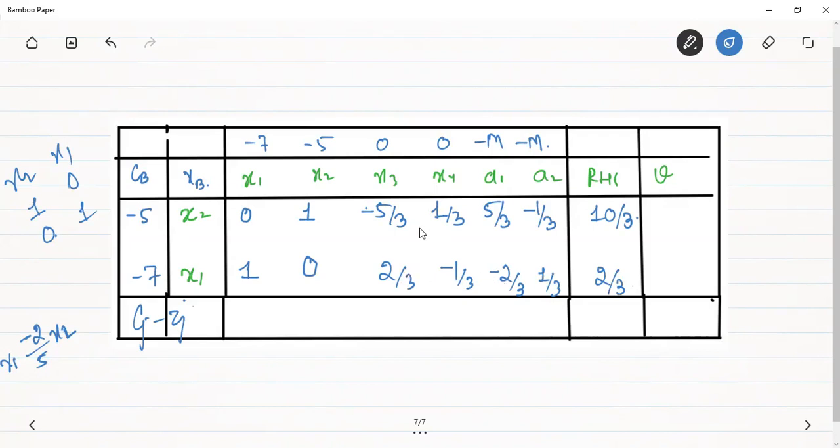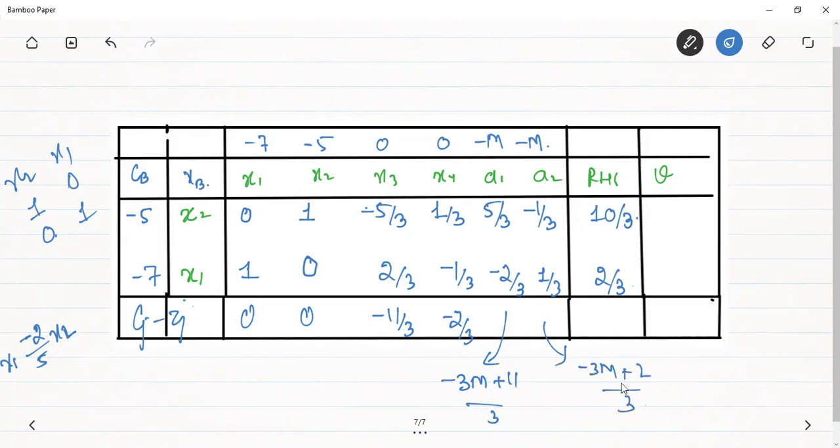Now we calculate the value of the Cj minus Zj. And you can see that the value of the Cj minus Zj here will be 0. This will be 0. And this will be -11/3. This will be 2/3. Okay, I will write it here. This will be -3m plus 11 divided by 3. This here will be -3m plus 2 divided by 3.